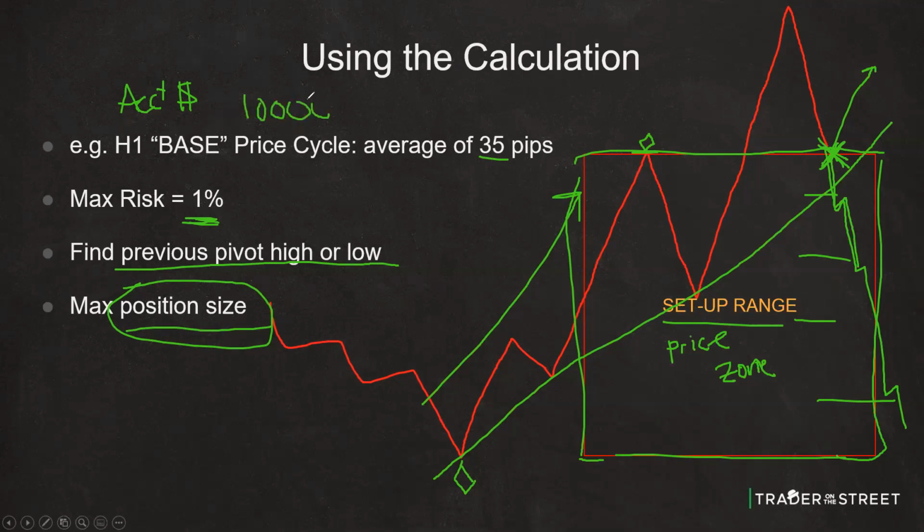What is that? 1%. I thought that's 10%. $100. So $100, and then 35 pips.